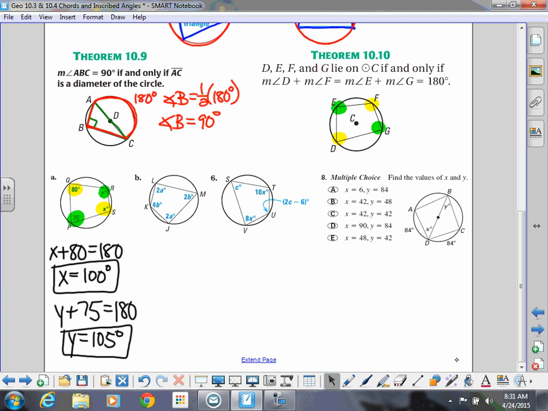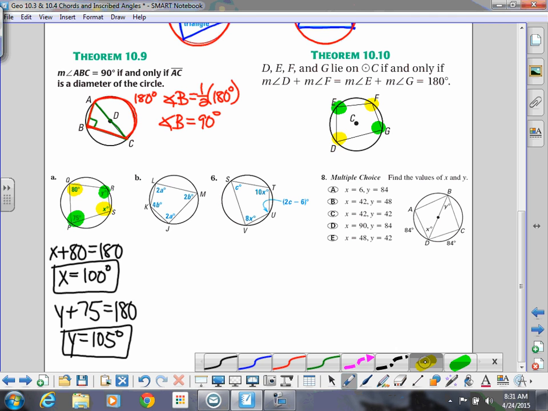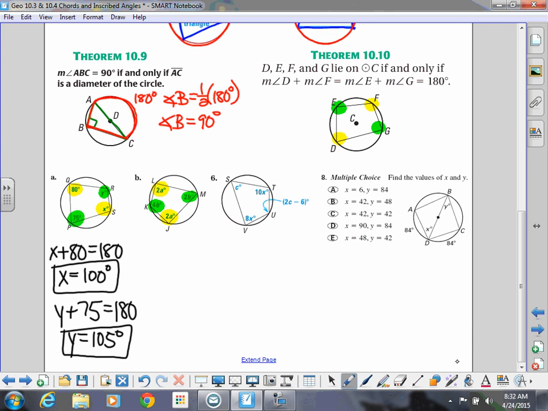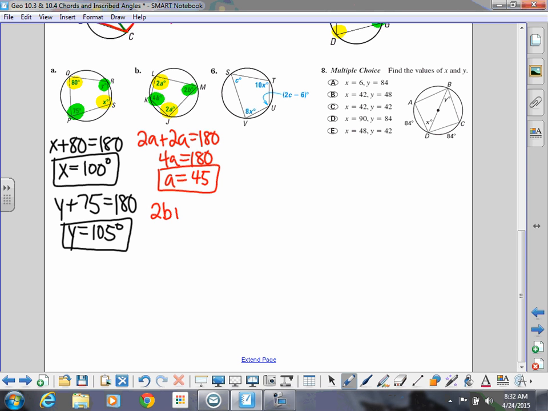All right, let's do some more. So I like highlighting them. Let's see, 2A is opposite of this 2A, and then this 2B is opposite of the 4B. So for our equations, I have 2A plus 2A equals 180. Combine like terms, and we get 4A equals 180. Divide both sides by 4, and then we get A is equal to 45. And then my other equation, it's going to be the green ones. 2B plus 4B equals 180. So combine like terms and I get 6B. And then if I divide both sides by 6, I get B equals 30 degrees.